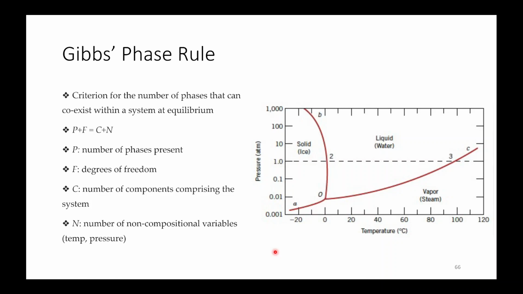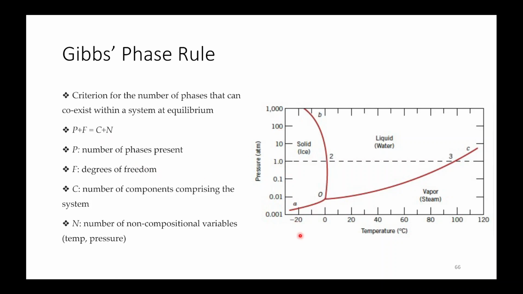Next up is Gibbs phase rule. In this case, it has a criteria for the number of phases that can coexist within a system at equilibrium. The formula for this is P plus F equals C plus N. P will be your number of phases present, F is degree of freedom, C is number of components comprising the system, N is the number of non-compositional variables, which are temperature and pressure.